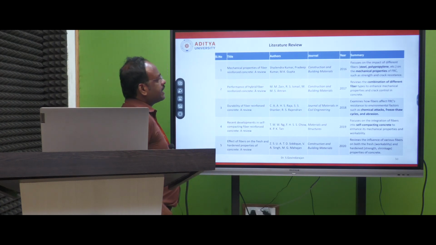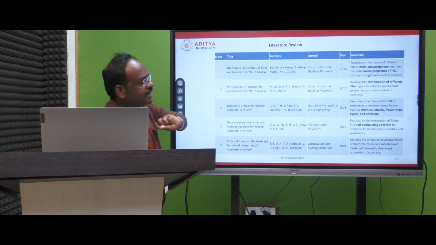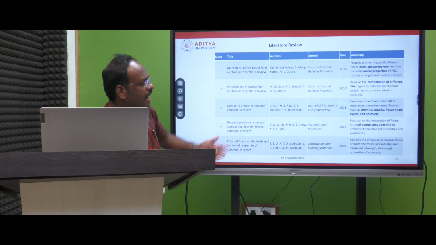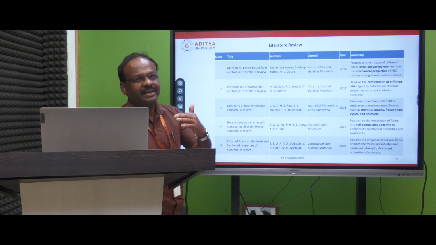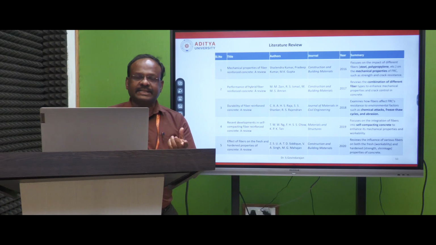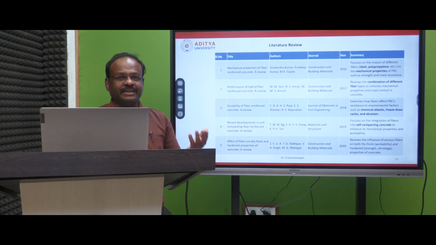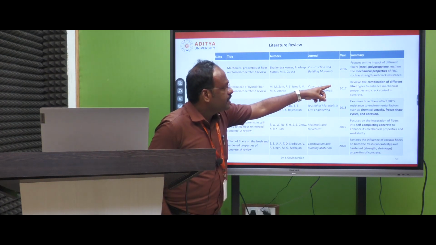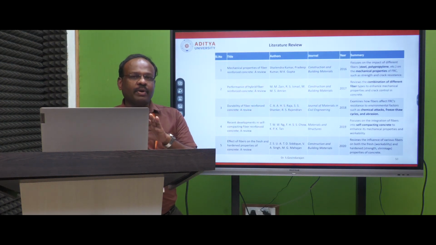First one is on the mechanical properties of fiber reinforced concrete, published in the Journal of Construction and Building Materials. What type of fiber did they use? Steel and polypropylene fiber, and some more fibers also. Finally they found the mechanical properties, which are the compressive strength, split tensile strength and flexural strength. These three are mainly the mechanical properties, and other mechanical properties may also be identified. Finally they get the strength as well as the crack resistance. Our main aim is to avoid cracks.